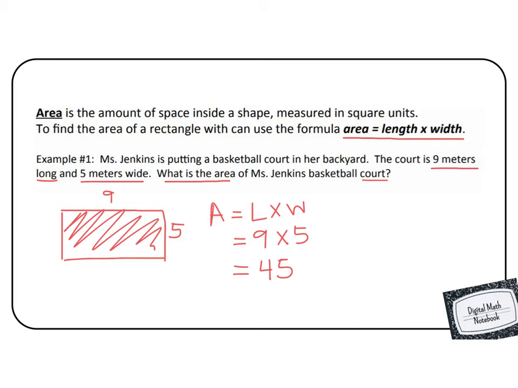But before we're all done, let's go back and look. It's 9 meters, not 9 feet, not 9 inches, 9 meters. So that means that it's going to be 45 meters. And when we have two dimensions like length and width, we need to put a little 2 at the top to show that our units are squared. Pause now to type this into your digital math notebook.